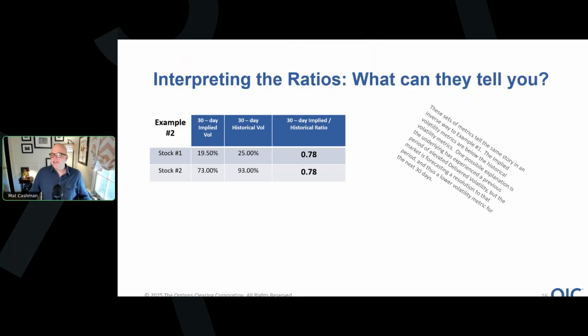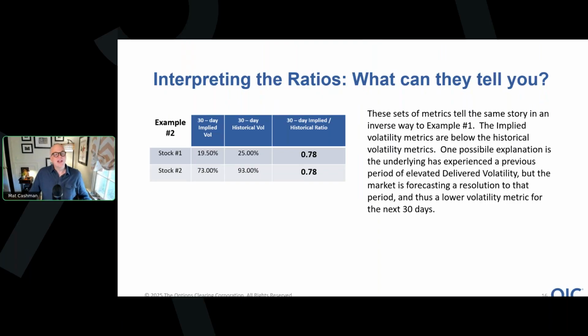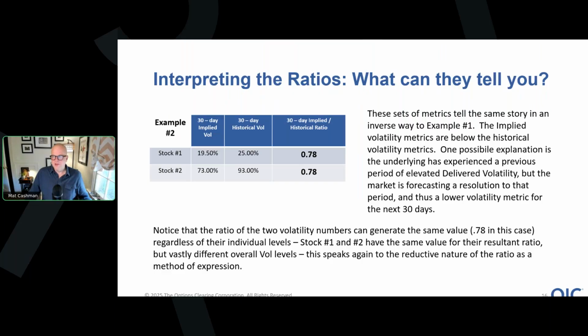But in this case, you have the exact opposite, where the implied vol is trading under the actual delivered volatility. So this set of metrics tells the same story, but in reverse, about the implied vol being lower than the actual delivered vol. One possible way you can think about this is that the underlying has moved an awful lot over the last, let's say, 30 days. And then the market is forecasting a resolution to that period and thus lower volatility for the next 30 days.